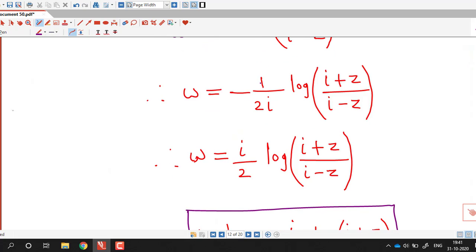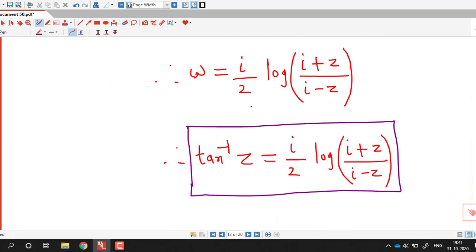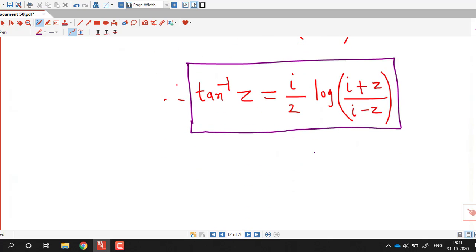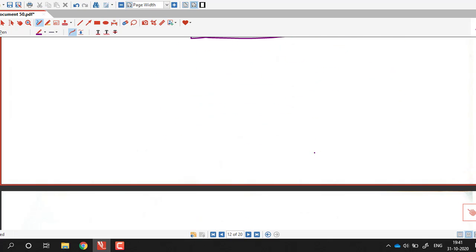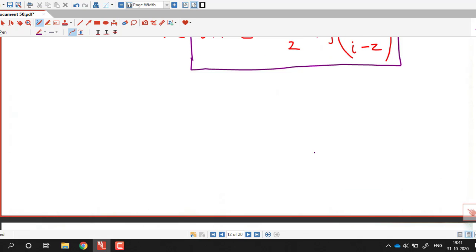Now if I write minus 1 equal to i square, 1 i will cancel out, and I will obtain i by 2 log of i plus z upon i minus z, and w is nothing but tan inverse z. So we are able to prove that tan inverse z equal to i by 2 log of i plus z upon i minus z. So this is all about today's session.